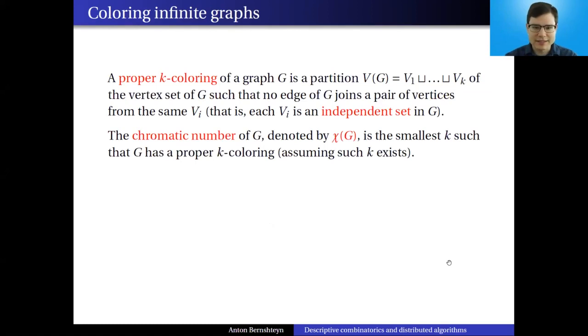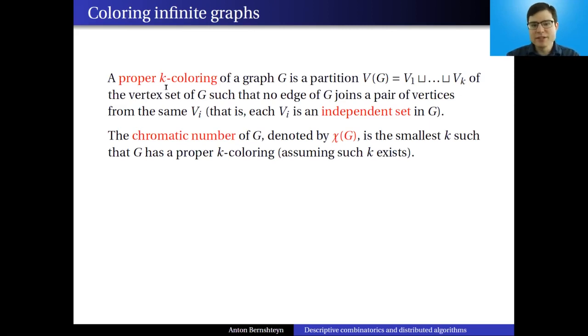In descriptive combinatorics, we'll look at combinatorial problems on infinite graphs with certain extra properties. For this talk, the main example of a combinatorial problem is the question of proper coloring of a graph. I'm going to focus on the case where we're using finitely many colors. So k is some natural number, and just to remind you, a proper k-coloring of a graph G is a partition of the vertex set into k subsets, say V1 through Vk, such that no edge of the graph joins two vertices from the same part. In other words, each set Vi is what is called an independent set in the graph, so there are no edges contained entirely inside of the set Vi.